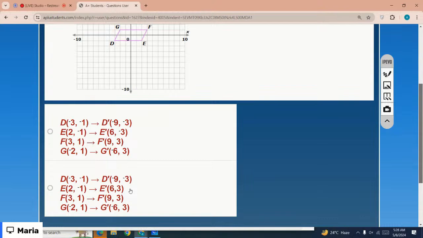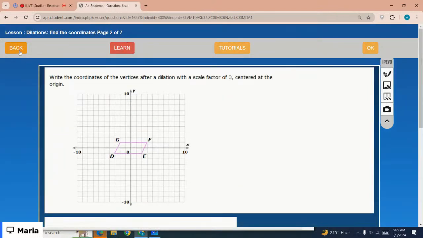E is 2 and negative 1, that is 6 and negative 3. D is 3 and 1, that would be 9 and 3. So option number 1 is the correct option, right? Okay, you can complete the lesson by yourself later today.